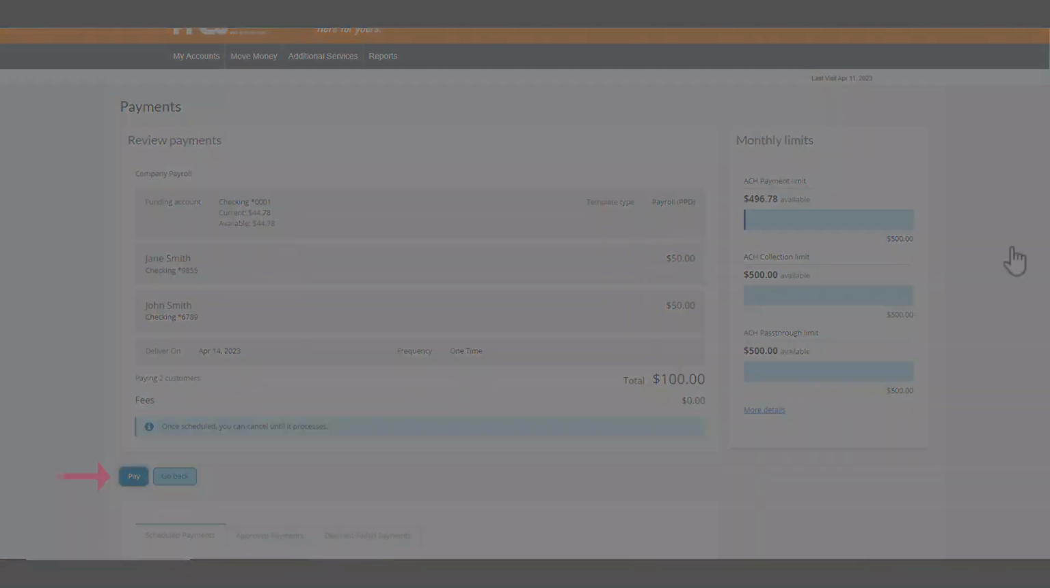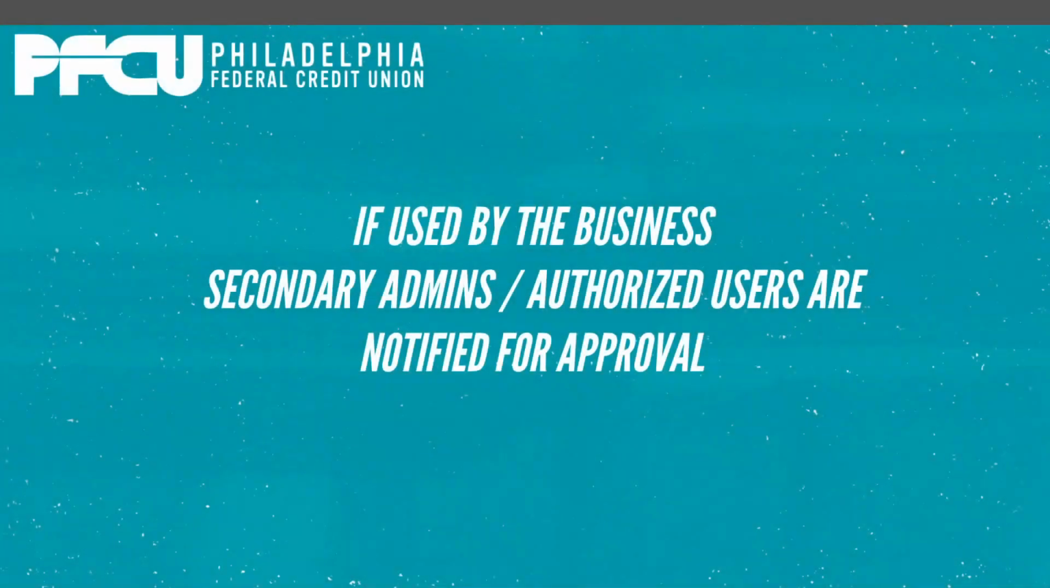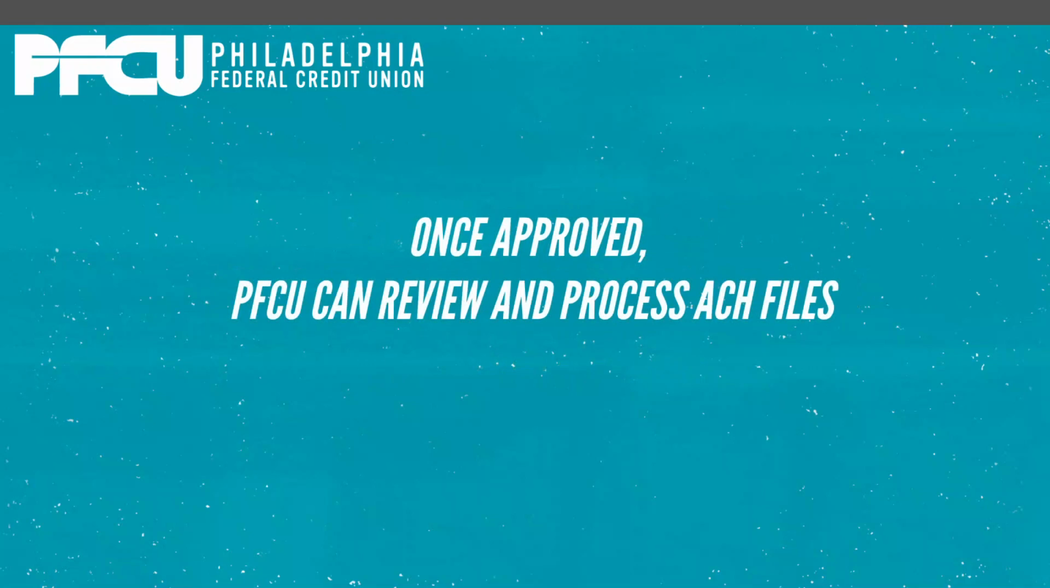Before payments will be made, secondary admins or authorized users will be notified that approval is pending. Once provided, PFCU will process the file. And that's how to create and use ACH templates in business banking.